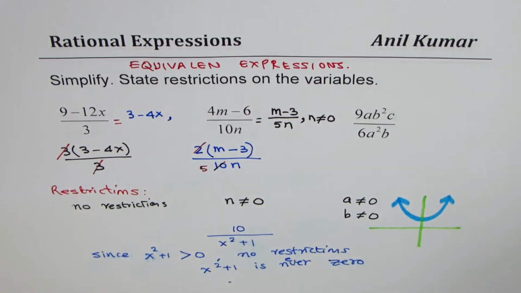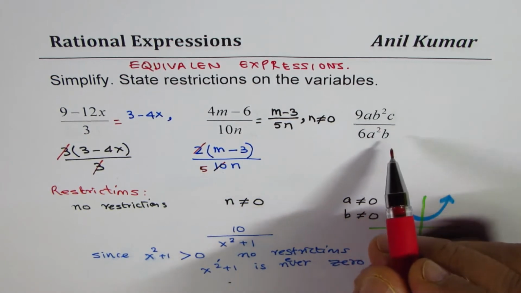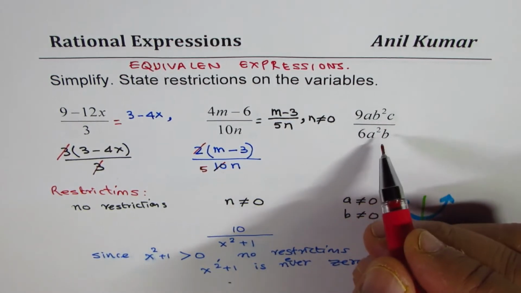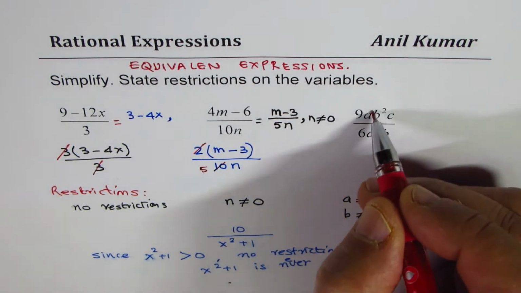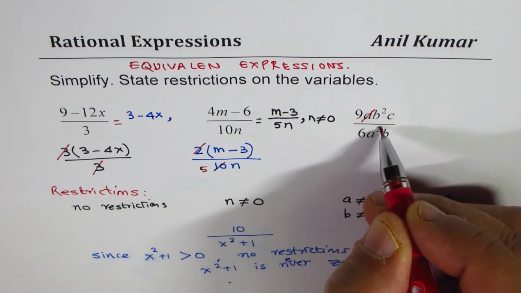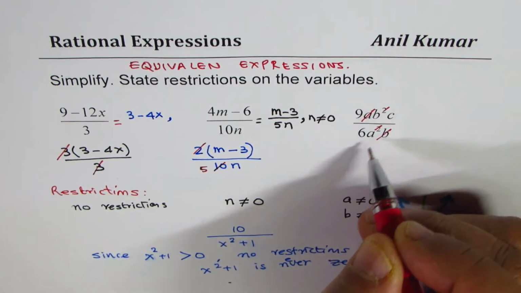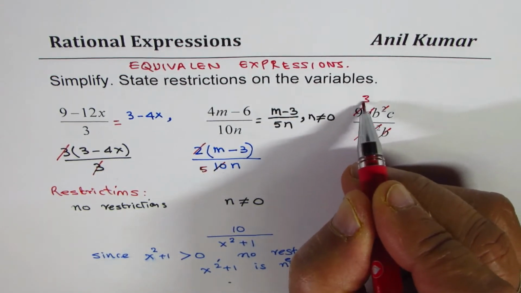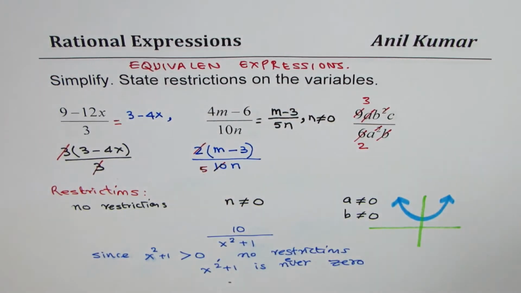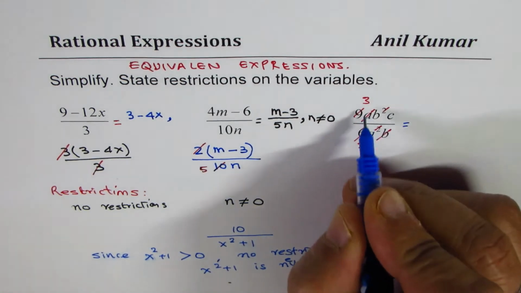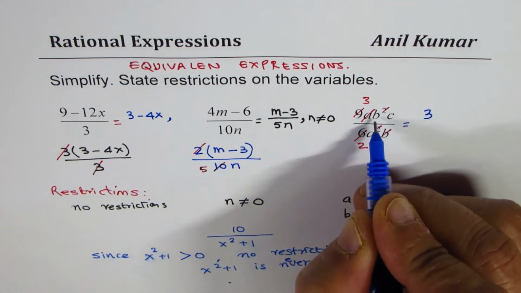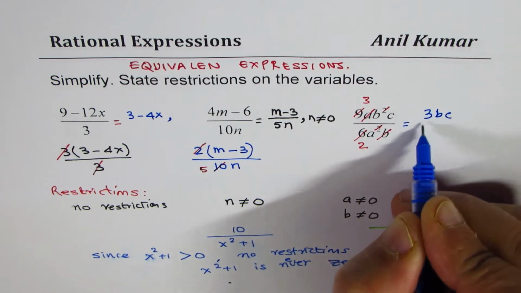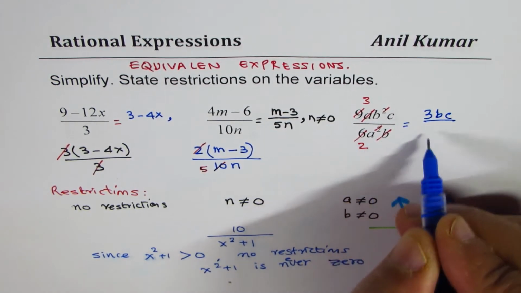Okay, the next one here is kind of straightforward. We could cancel the terms which are common in the numerator and denominator. So one of the a's, one of the b's, and as far as the numbers are concerned, you could divide by 3, giving us 3 and 2. So here we can write the rational expression as 3bc divided by 2a.